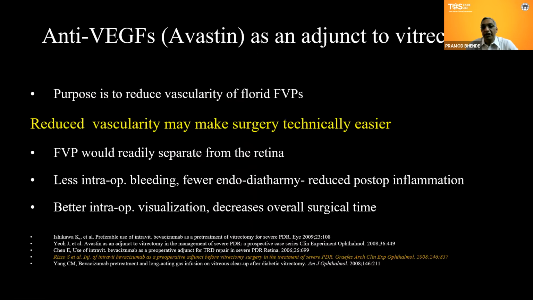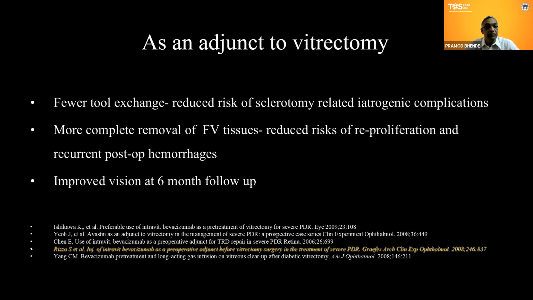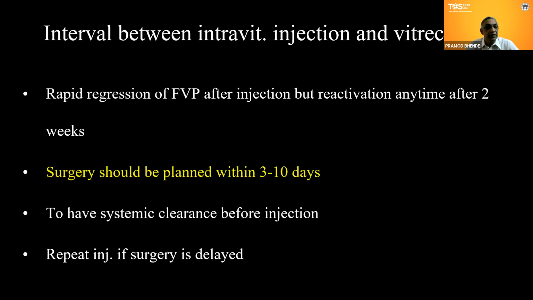Anti-VEGF has changed the way we practice and operate the diabetic cases. The purpose is to reduce the vascularity of the fibrovascular proliferation, and with reduced vascularity, it makes the surgery technically much easier. Fibrovascular proliferation would readily separate from the retina. There's less intra-op bleeding, so less endodiathermy, so reduced post-op inflammation, better intra-op visualization, so decreased overall surgery time, and because of fewer tool exchanges, reduced risk of sclerotomy-related iatrogenic problems as well. And you have a more complete removal of fibrovascular tissue, so reduced risk of reproliferation and recurrent post-operative hemorrhages.